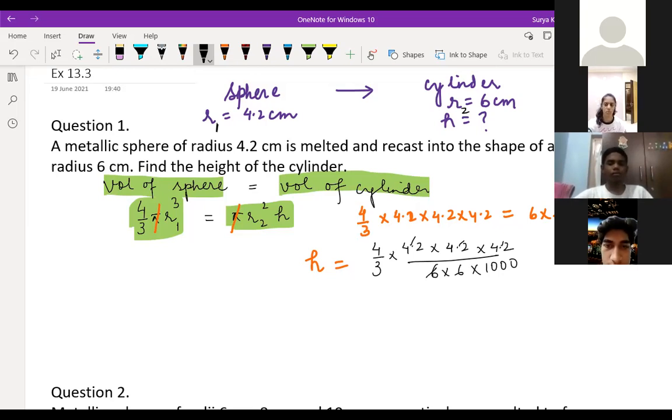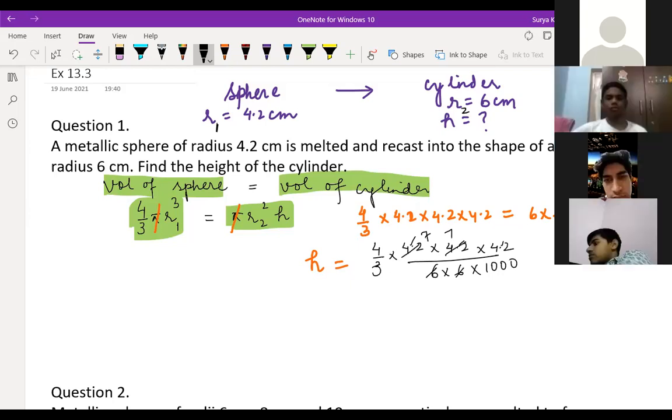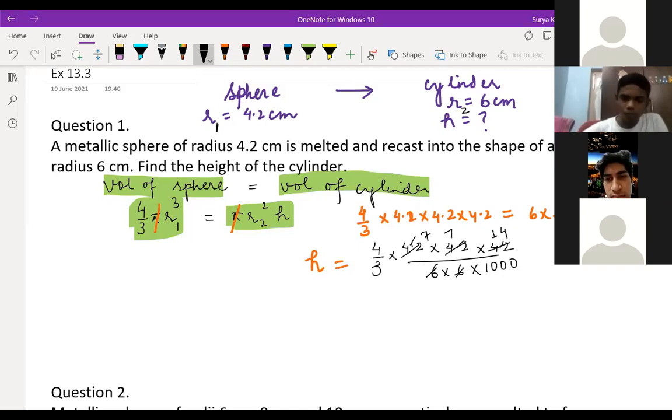Now, 6 sevens are 42, 6 sevens are 42, 3 ones are 3, 3 fours are 12, 14. Now we can multiply. 7 sevens are 49. 49 into 4 into 14. 49 into 56, right, children?